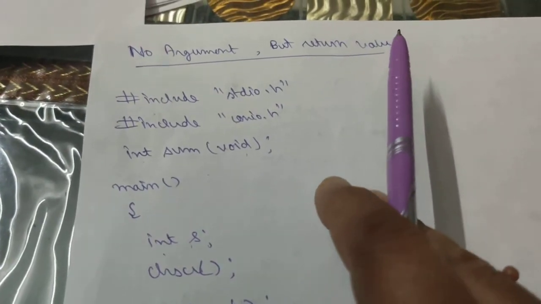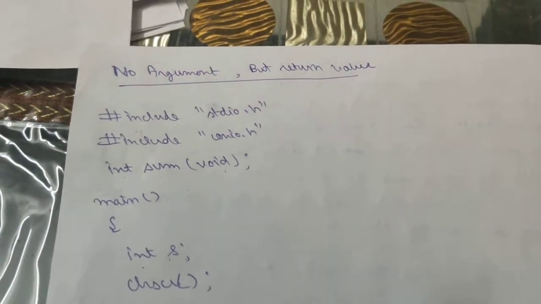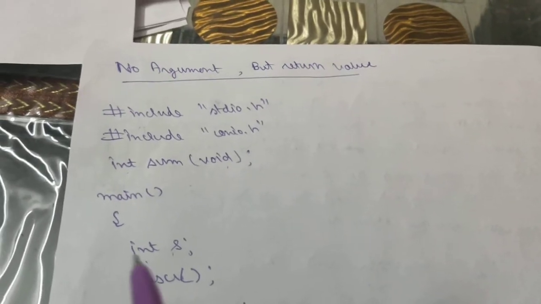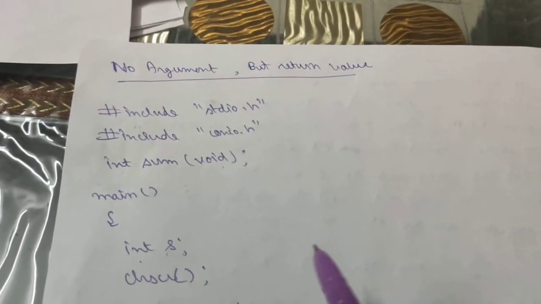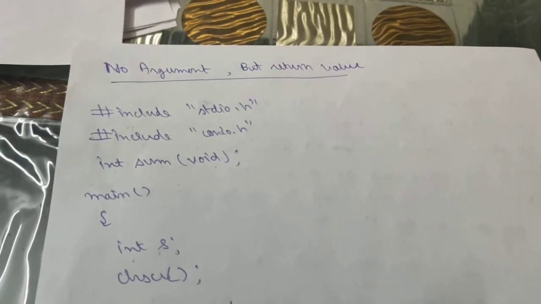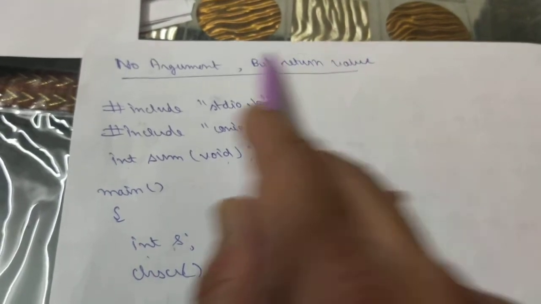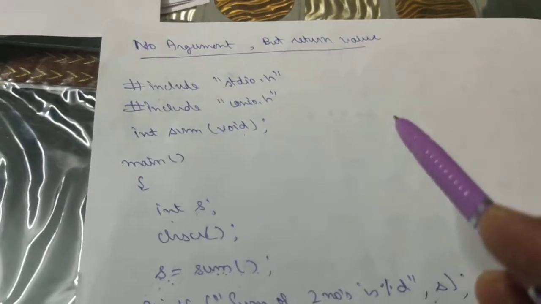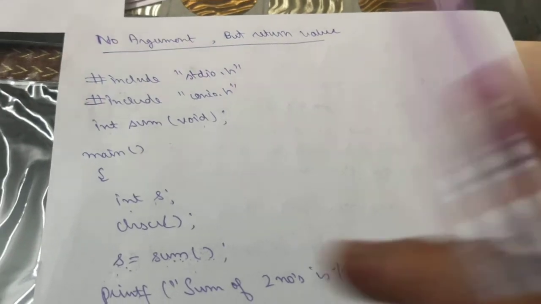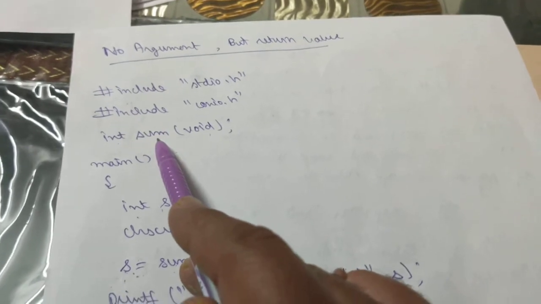So overall you see that we have covered the four types. The first type was no argument, as well as no return value. Second type was argument but no return value. Third was argument as well as return value, and this is the final case, no argument but return value. In all the four cases I have written the same program, that is to add two numbers, and we have used the function sum to find the sum of the two numbers.